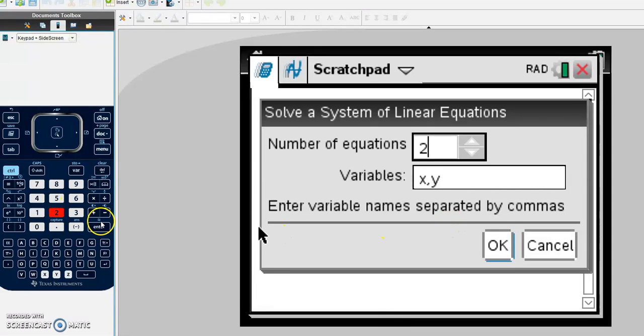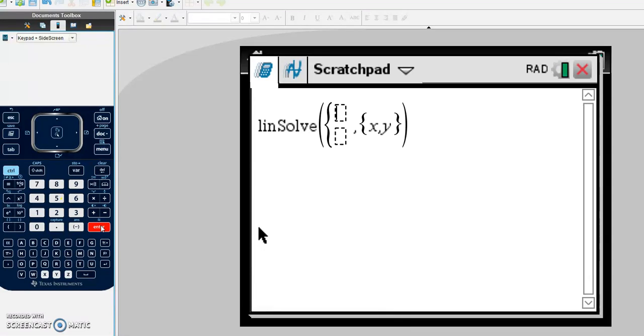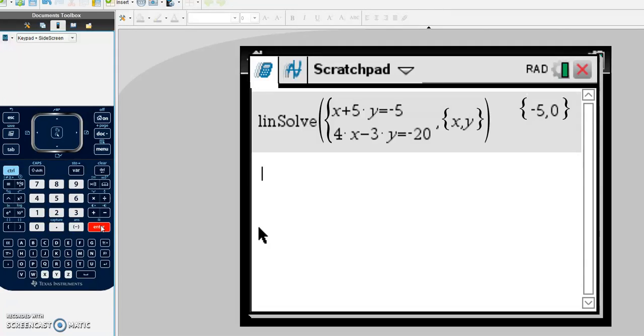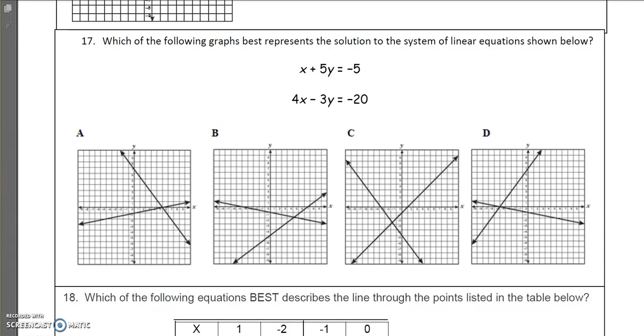And all that's good, so just hit enter, and then I can start typing. So I have x plus 5y equals negative 5 for the first equation. My second equation is 4x minus 3y equals negative 20. And hit enter. So it crosses at negative 5, 0, that's my solution, but that means that's where the two lines are crossing each other. So negative 5, 0.